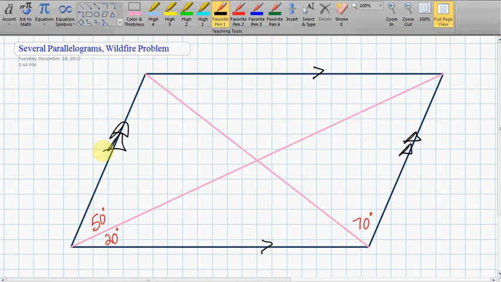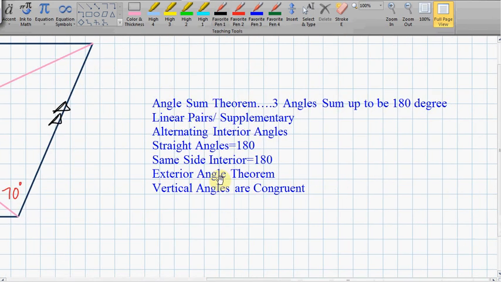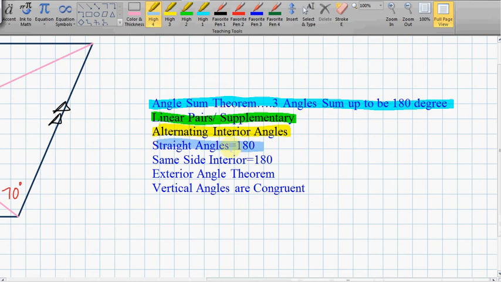And so this is an intense problem for a few reasons. Very soon we're going to be connecting a lot of geometry that we've talked about in previous chapters. Well, the angle sum theorem is going to come to life. And what else? You've got to look for linear pairs. And what else? You're going to see lots and lots of alternating interior angles because we have parallel lines. And then we're going to have lots of straight angles. They always equal 180 as well.